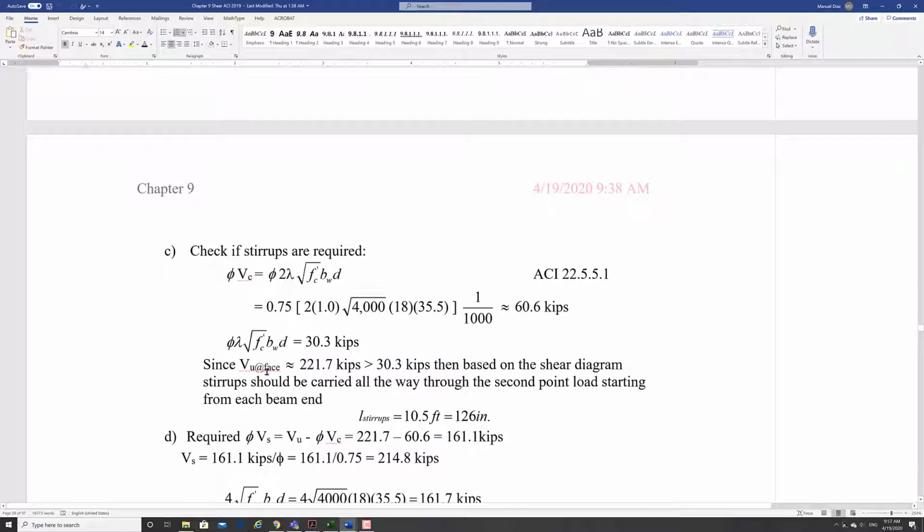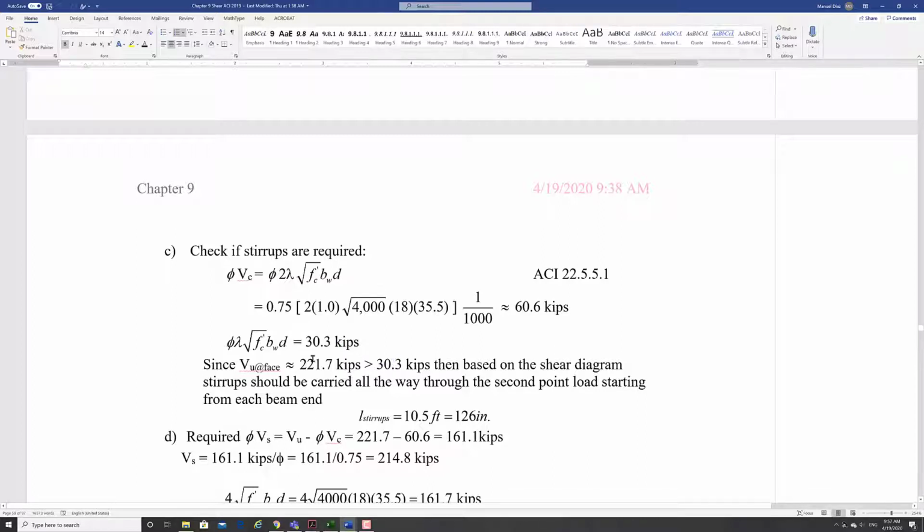So since the Vu at the face, we're going to assume that that's right at the face, right? Since we were not given a bearing pad, then we will use 221.7. It's a lot bigger than this number, so then we will need to put stirrups, okay? Now, how long do we have to put stirrups?